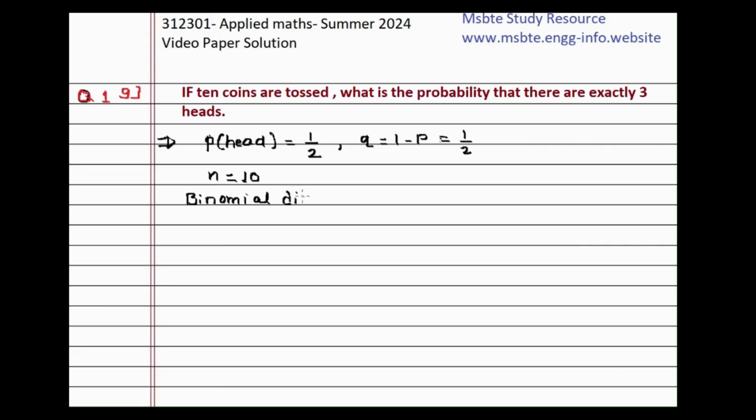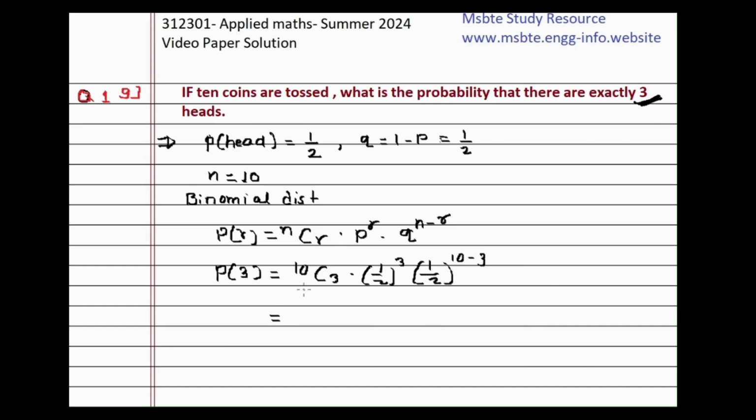Using binomial distribution formula, P(r) is equal to nCr dot p raised to r into q raised to n minus r. Now let us put the values. We have been asked to find exactly 3 heads out of 10. So the random variable r will take the value of 3. So it will be 10C3 multiplied by 1 by 2 raised to 3 multiplied by 1 by 2 raised to n minus r, which is 10 minus 3.